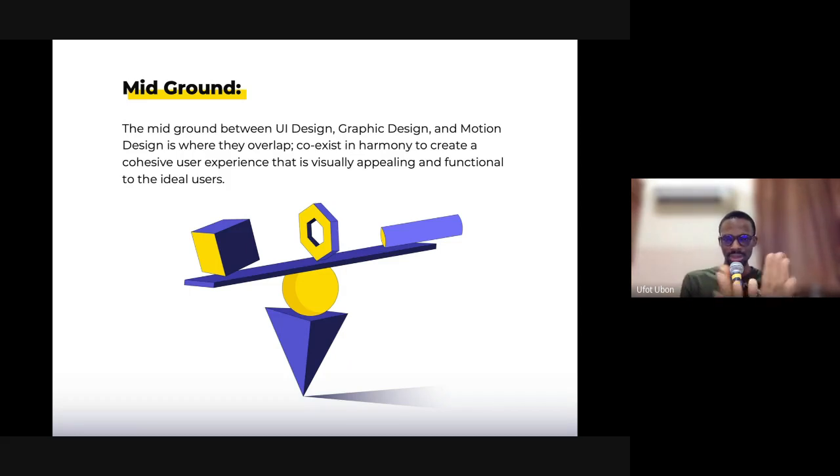That's the mid ground. But then, this would be nearly impossible to achieve without two factors. And this is how they can all coexist.